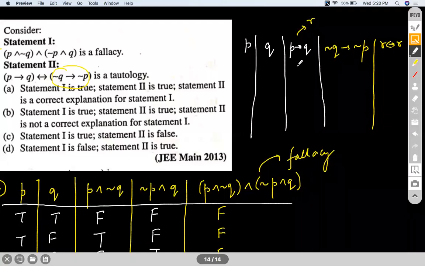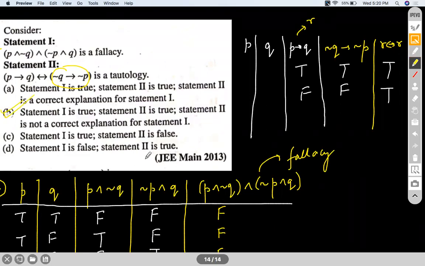What if we take here, let's say this gives true, then this will also be true. If this is false, this will also be false. So true will always be true, false will always be true for this. So this is a tautology. Yeah, so second one is also true. So you can see option B. Yes, sir, you are absolutely correct. Statement 1 is true, 2 is true, but 2 is not a correct explanation for 1.